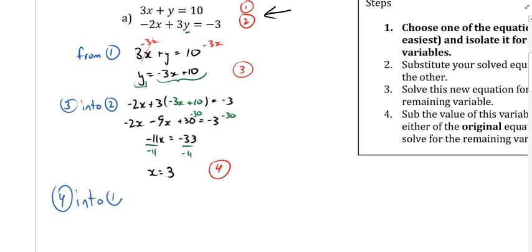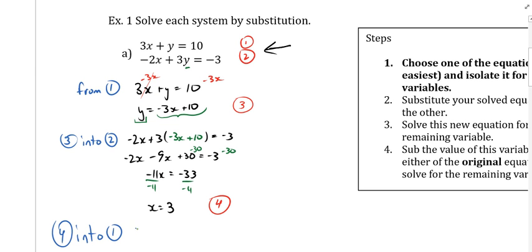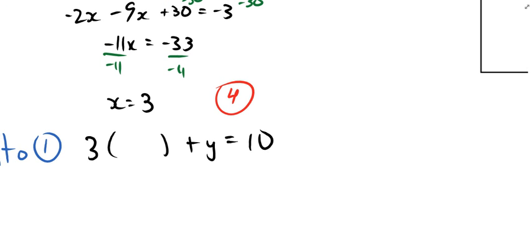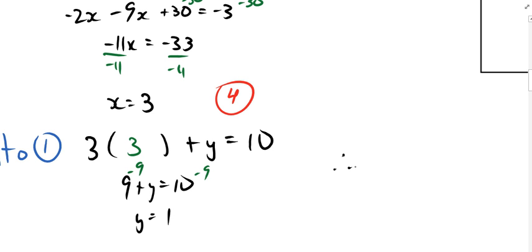That's our rule. So I'll sub 4 into 1, and I get 3x plus y equals 10. But what is x? X is 3. So 9 plus y equals 10. Subtract 9, subtract 9. Y equals 1. It's all right? Any questions about that?